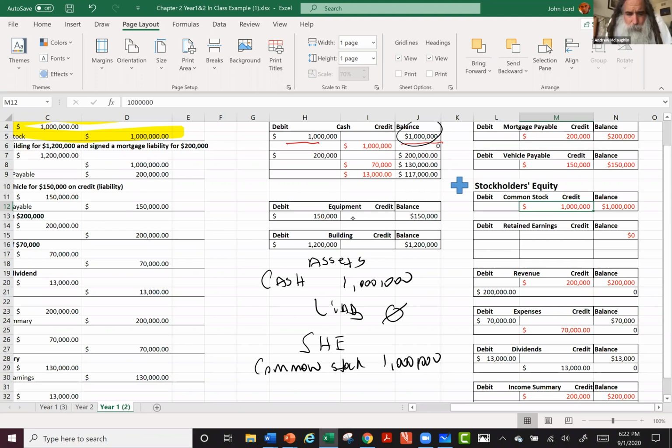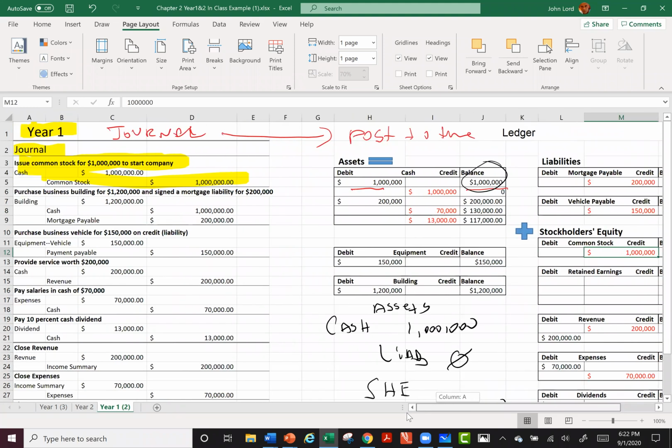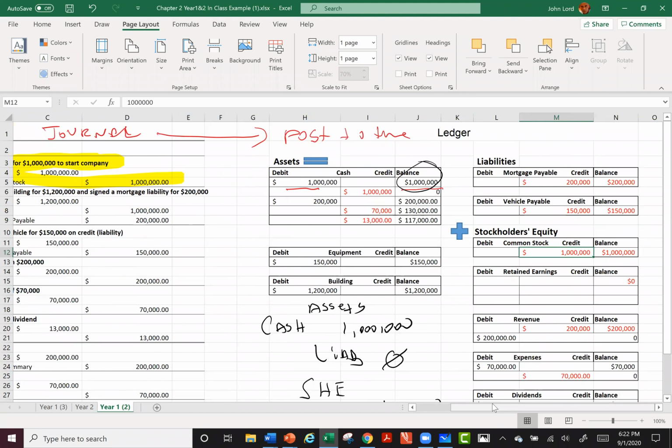Does my balance sheet balance? Balance sheet balances. Why? Because I made sure that my debits equal my credits. As long as you keep your debits and credits in balance like that, and you keep them in balance when you post them over here, you'll be able to prepare a balance sheet that balances.